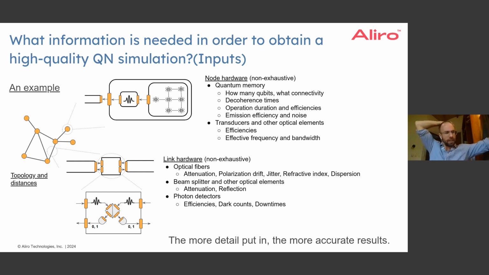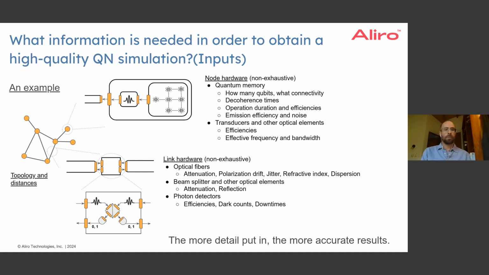And just to make this a little bit more concrete, I've laid out a high-level example. Here we can see on the left a set of nodes and links, and this would be your topology and your distances. And in this little example, we're imagining that each of these nodes has a quantum memory and a transducer, and we establish entanglement by emitting qubits from memory towards a repeater station, which uses, in this case, a beam splitter and some photon detectors, and maybe other optical elements sometimes.